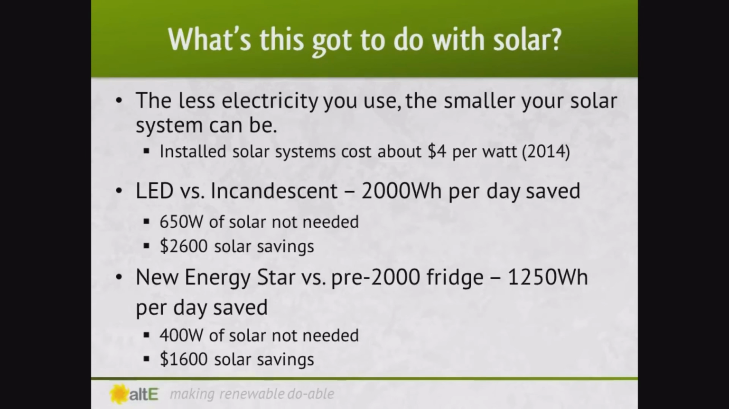Now let's talk about that nice new fridge you got. Swapping that old fridge with a new Energy Star fridge requires 400 watts less of solar. That's a $1,600 savings in solar. You could buy a nice new fridge and a few more new appliances with that, further increasing your savings.